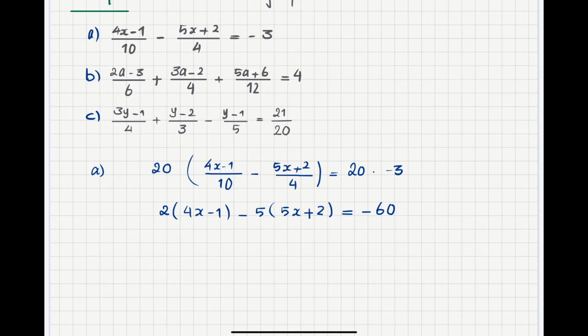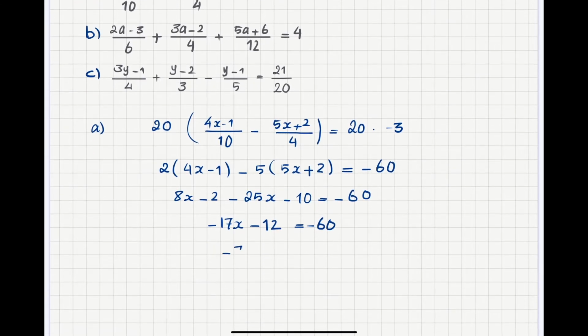And then it becomes a problem which is simple. You have to be careful not to make mistakes. I multiply 2 here, I multiply 2 there. I will multiply the whole minus 5 here and here, yes? So what happens is that it becomes 8x minus 2 minus 25x minus 10. On the right-hand side I will have minus 60. I simplify this a little bit. 8x minus 25x is minus 17x. Minus 2 minus 10 is minus 12. And then I have minus 60.